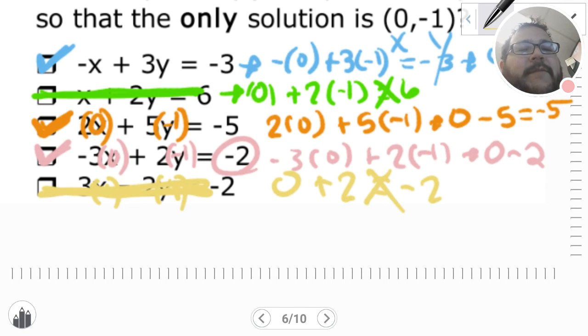So the only 3 equations that will give me a solution of 0, -1 are these 3 that I've checked right there. Now you should try that in the next example.